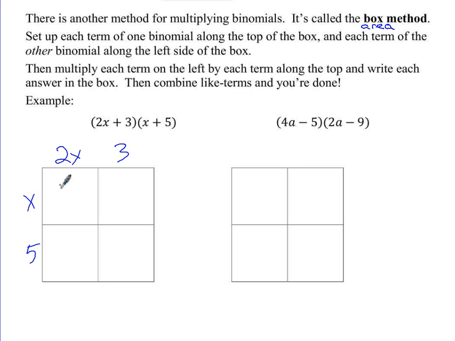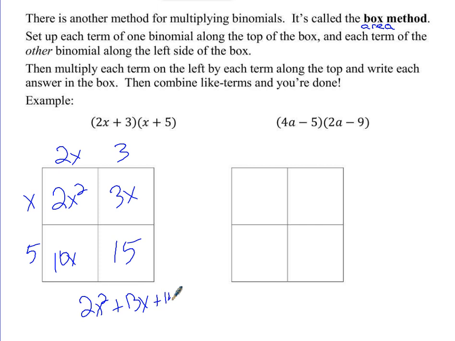So I have x times 2x, which is 2x squared. I have x times 3, which is 3x. I have 5 times 2x, which is 10x. And this is 5 times 3, which is 15. Then we combine like terms. They're all sitting right here. The 2x squared we'll write down first. The 10x and the 3x plus 13x. And then finally that 15. And we're done.